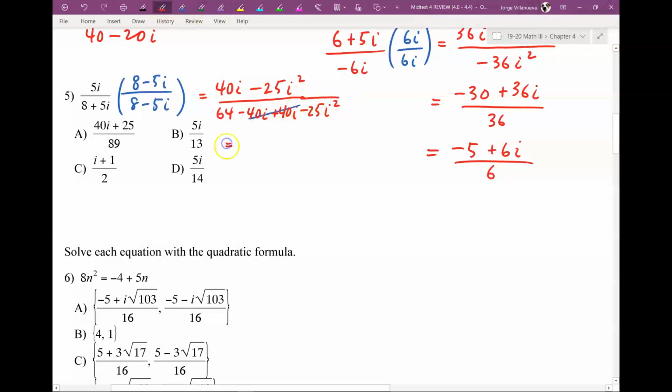So let's clean up what I have here. I have a 40i plus 25 because negative 25i squared becomes a negative 25 times a negative 1. So that's a positive 25. On the bottom, I get 64 plus 25. Now, 64 plus 25, that's 89. I got 40i plus 25. I guess you can find your answer right now without reducing. It's part A.